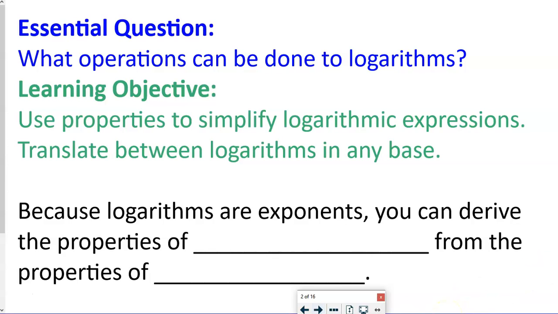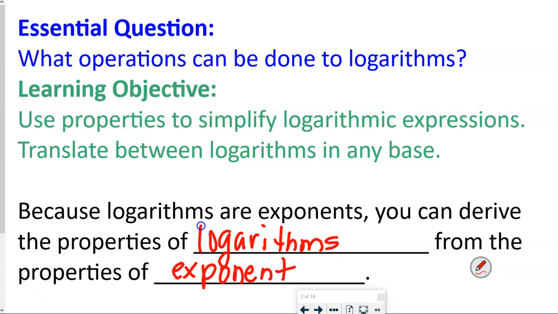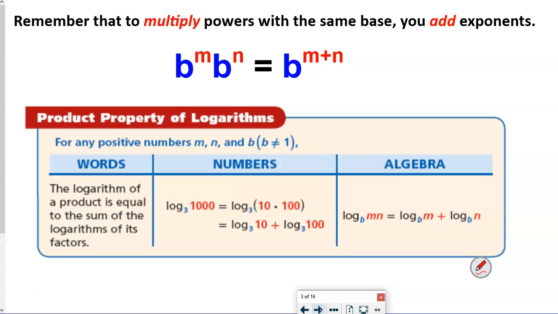So because logarithms are exponents, you can derive the properties of logarithms from the properties of exponents. So just remember, we can use those properties of exponents to do the properties of logarithms, and we're going to talk about that in a minute, okay? So remember that to multiply powers with the same base, you add the exponents. So this then translates to the product property of logarithms.